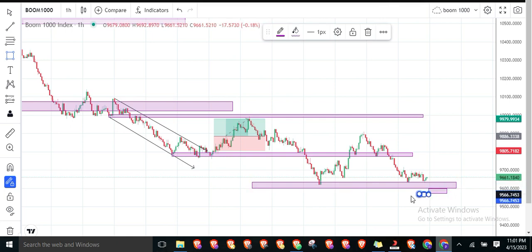So guys, we have the clear view of the chart now.